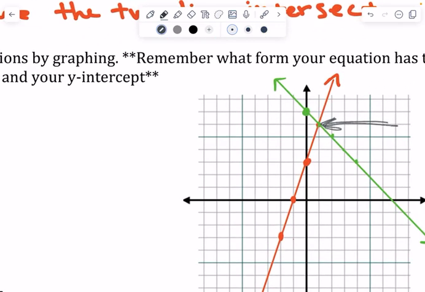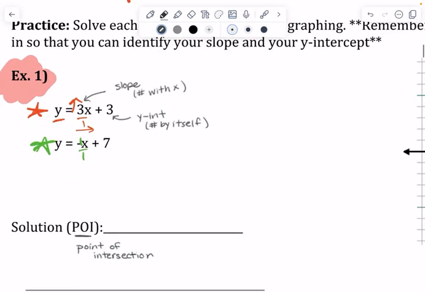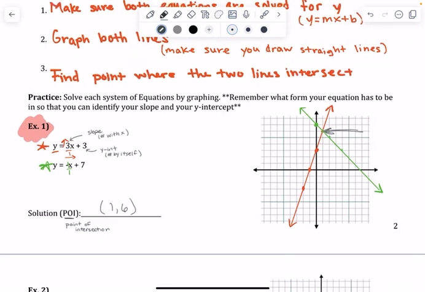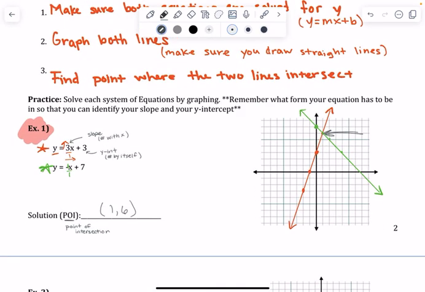So that's going to be 1, 2, 3, 4, 5, 6. 1, 6. So remember, you guys can always substitute your ordered pair back into your solutions to check them. I just wouldn't ever mandate that you guys check them, but it's never a bad idea to make sure that the point you found is actually correct.